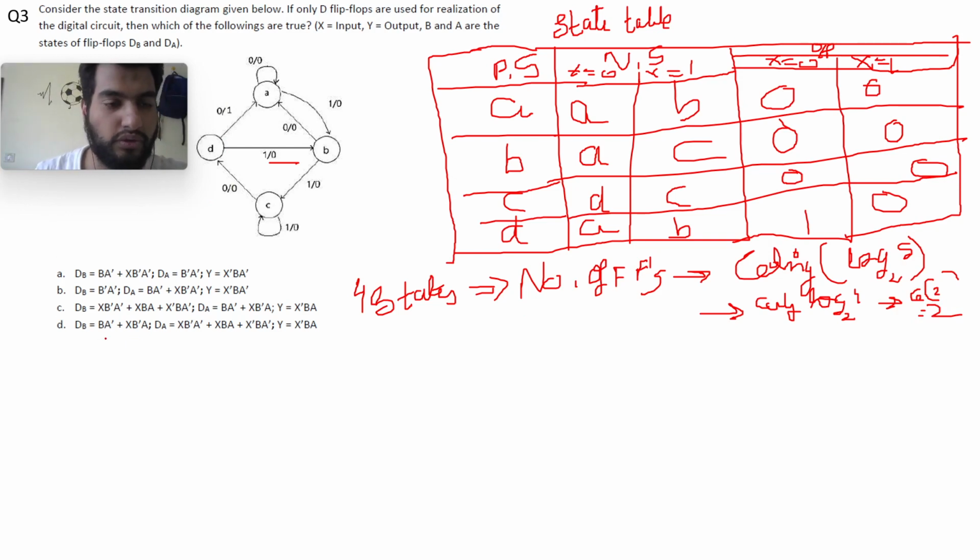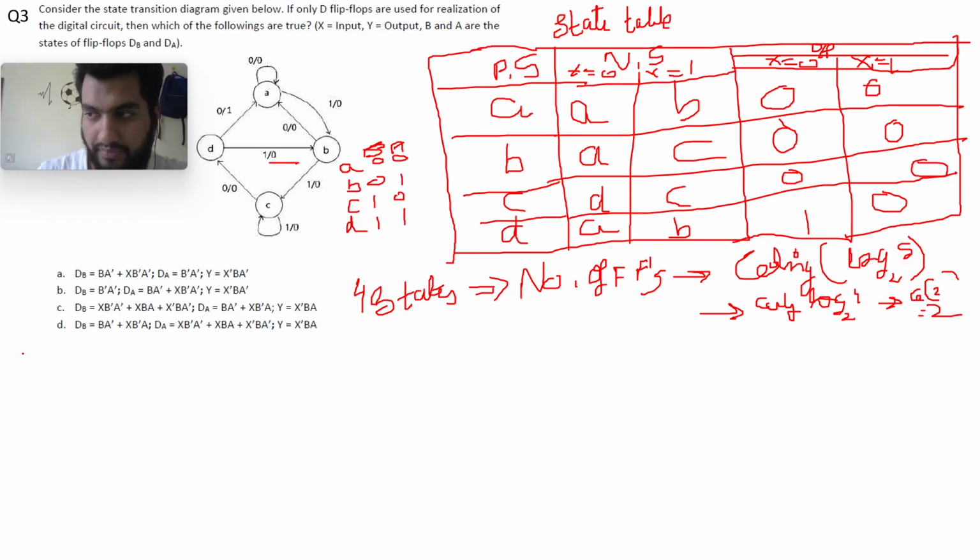Now using 2 flip-flops we can represent the states as B, A. So here is B, here is A, where B is the output of flip-flop DB and A is the output of flip-flop DA. A, B, C, D can be represented as 00, 01, 10, 11, right?